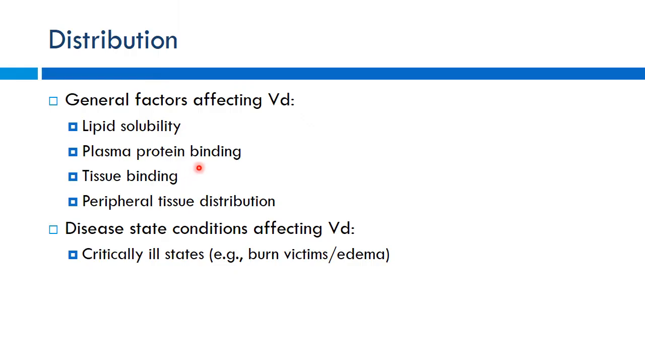Basically, this is going to be affected by the lipid solubility of the drug, the plasma protein binding, the tissue binding, as we've seen before, and then peripheral site distribution. So basically what you're going to find is that distribution can be changed in a lot of cases, especially when they're critically ill. So they're having a large amount of third spacing of fluids, causing edema, or burn victims. All of that can lead to changes in volume of distribution for a lot of these drugs.